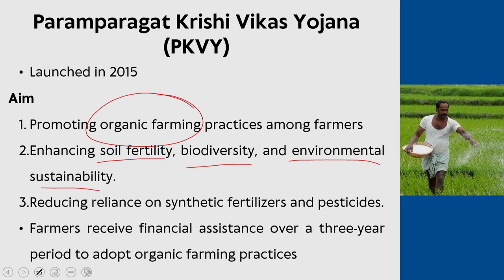So under this PKVY, Paramparagat Krishi Vikas Yojana, farmers typically receive financial assistance over a three-year period, specifically to adopt organic farming practices. So this is, in a way, a mechanism to facilitate more organic farming practices.